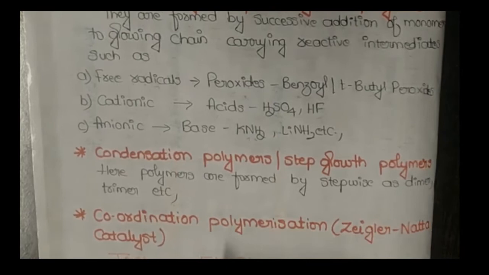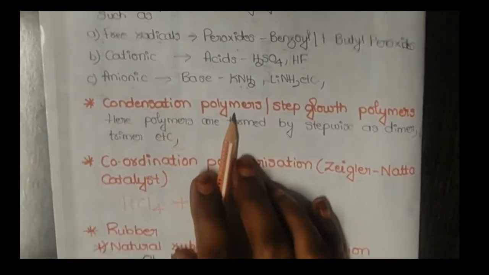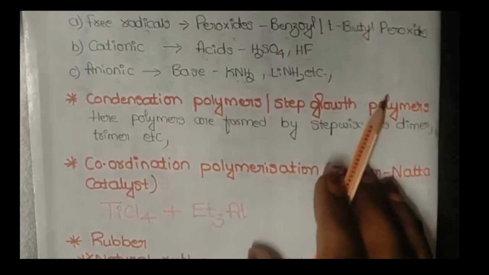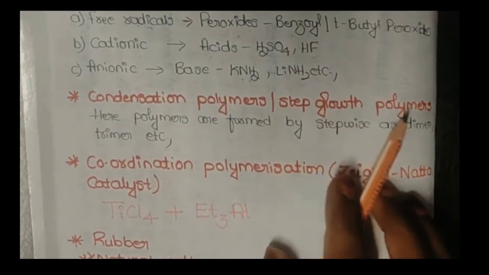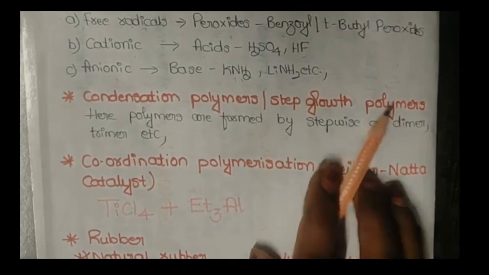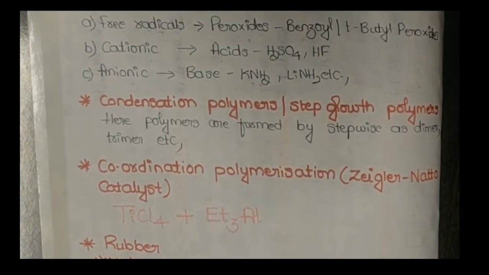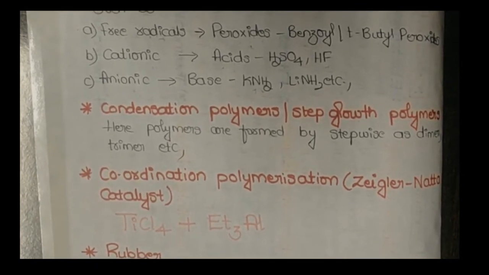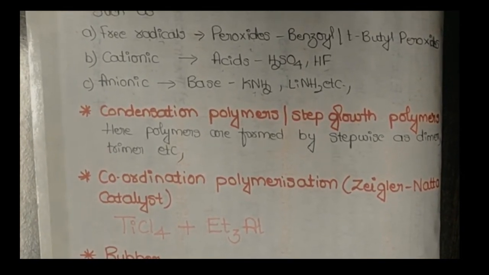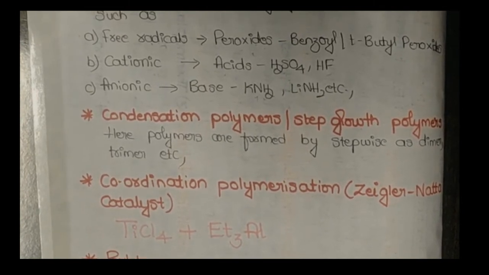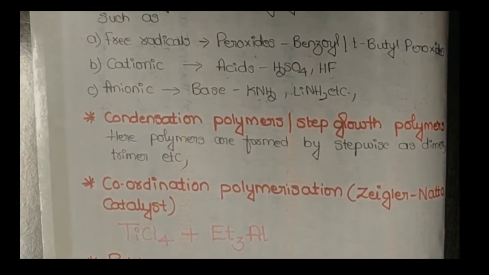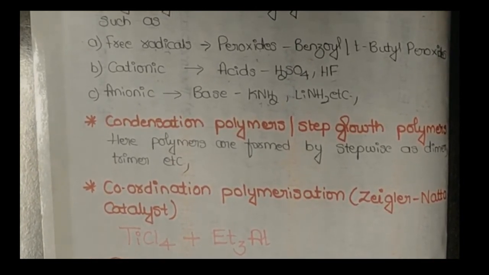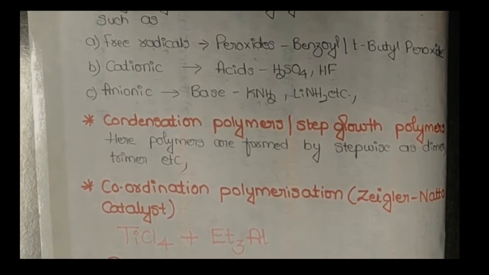Okay. So the next is condensation polymerization. Condensation polymerization is also called step growth polymerization. So here you have to take monomers which will get added up stepwise so that you will end up with a dimer, trimer, tetramer, etc. Therefore it is also called condensation or step growth polymerization.